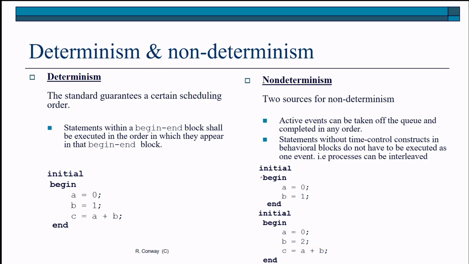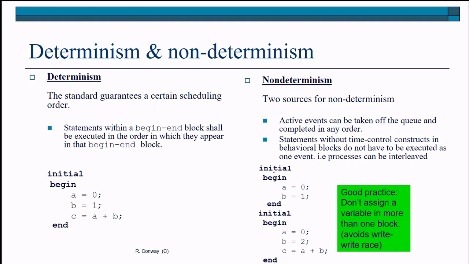Because the initial construct is not an atomic event, that is, other events may be interleaved with statements inside an initial, it is good practice to ensure that an assignment to a variable does not occur in different initial constructs. In the example shown here, we should only update B in one block. Note the code given here is for illustration purposes only and has no useful purpose. When we say that this avoids a write-write race, we mean that we are avoiding the situation when the order of writing a new value into B impacts the outcome.